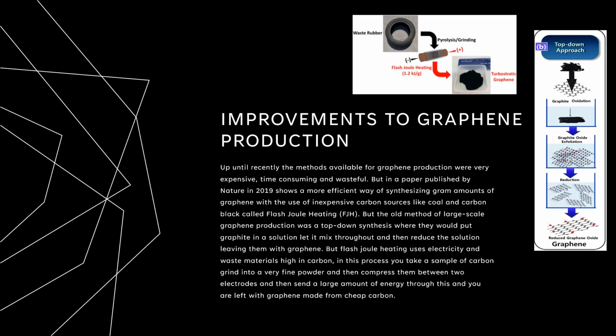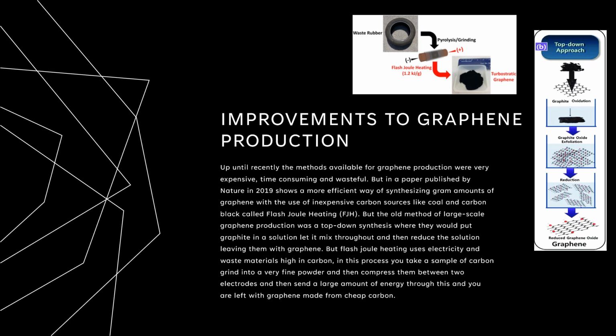But recently, in a paper published by Nature in 2019, they showed a more efficient way of producing graphene in gram quantities, and you were able to use a much less pure carbon source. It's called flash Joule heating, where you put the sample of carbon between two electrodes, and you put a lot of electricity through it, and then what you're left with is the sample of graphene.